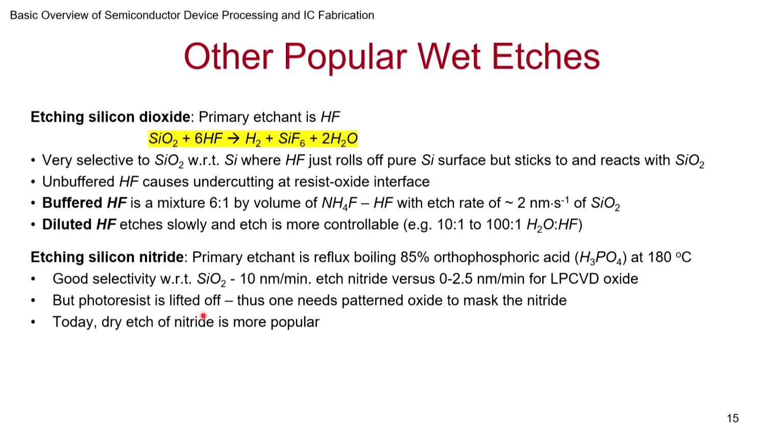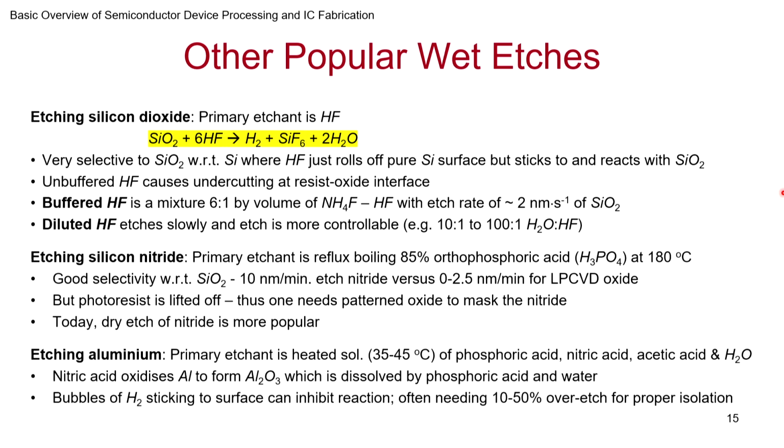But photoresist will lift off, and especially you need reflux boiling. So it's not a very smooth environment. Very delicate features may get affected by that. So slowly the move is towards dry etching of nitride. People don't use wet etching as much, but you should remember that there is a wet etchant available, which is orthophosphoric acid boiling at 180 degrees centigrade, and that has reasonably good selectivity with oxide as well. That is, it doesn't etch oxide, it etches nitride.